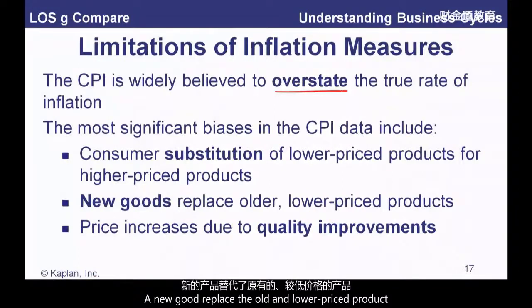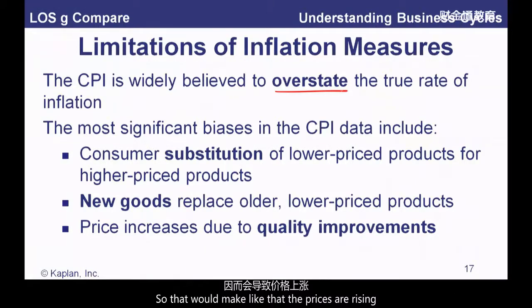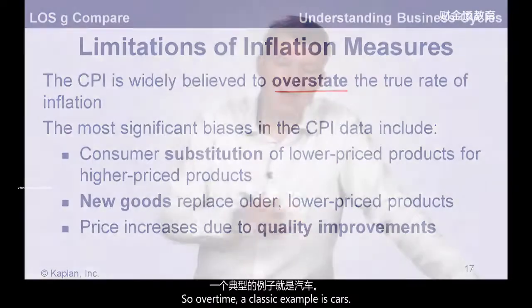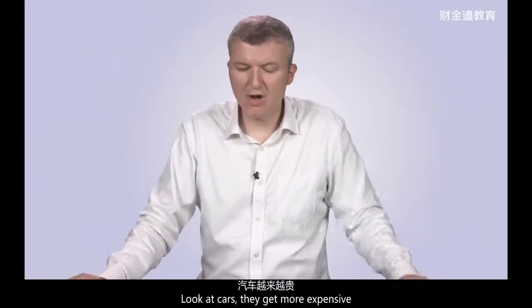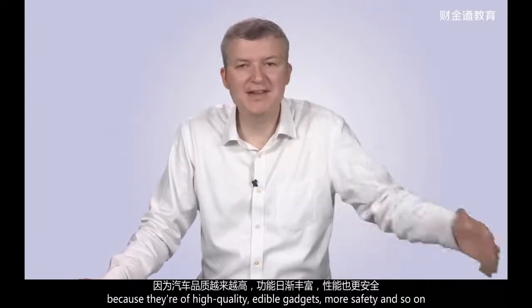New goods replace older, lower priced products. So you look at your basket over time, new goods are coming in that are more expensive. So that will make it look like prices are rising. And thirdly, existing products that are in your basket may actually go up in price because of quality improvements. So over time, a classic example is cars. You look at cars, they get more expensive because they're of higher quality. They've got more gadgets in there, more safety, and so on.